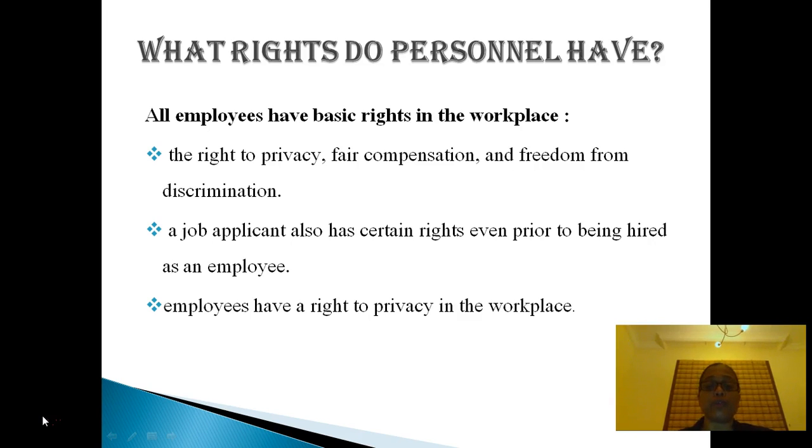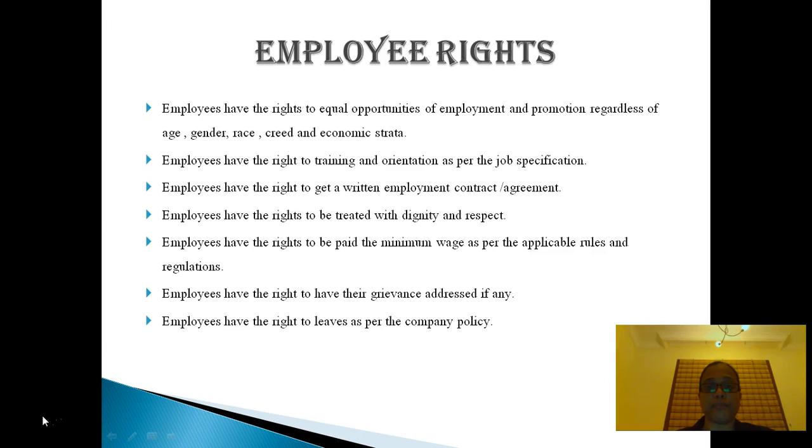Employees have a right to privacy in the workplace. Employee rights. Employees have the rights to equal opportunities of employment and promotion regardless of age, gender, race, creed, and economic strata. Employees have the right to training and orientation as per the job specification. Employees have the right to get a written employment contract or agreement. Employees have the right to be treated with dignity and respect.